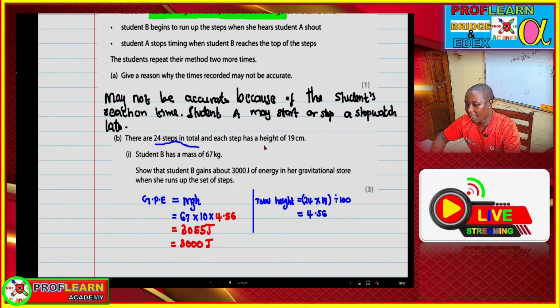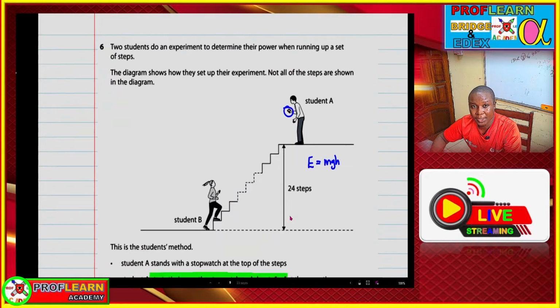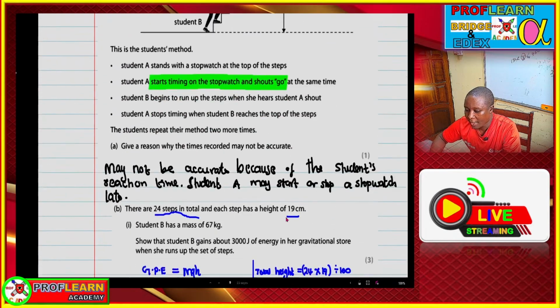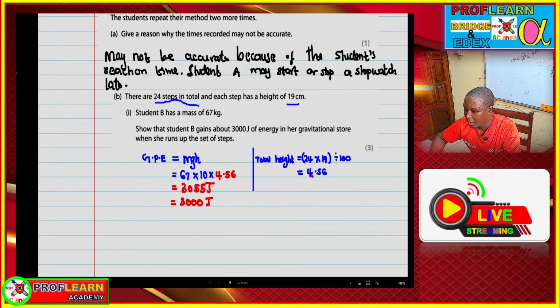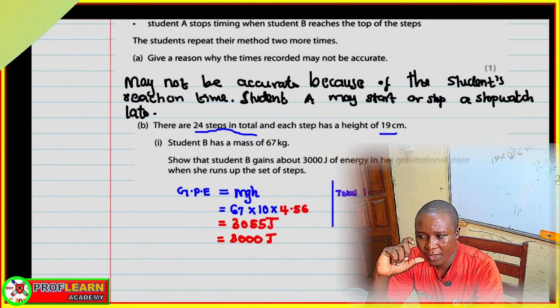There are 24 steps in total. Each step has a height of 19 centimeters. So which means for us to find the total height, it will be the number of steps times the height of one step, and that is going to translate to 4.56 meters. And this is going to be the height in meters.